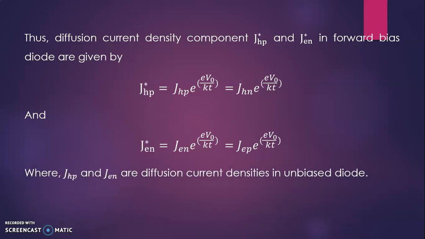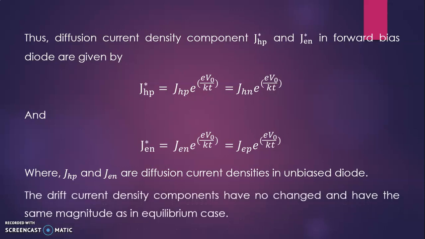where in this equation J suffix HP and J suffix EN are the diffuse current densities in the unbiased diode. From it, it is clear that when we use the star, it indicates a forward bias component, and when we are not writing the star, it indicates the unbiased state. This is about diffuse current densities.